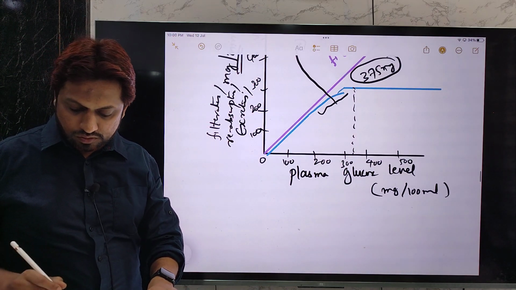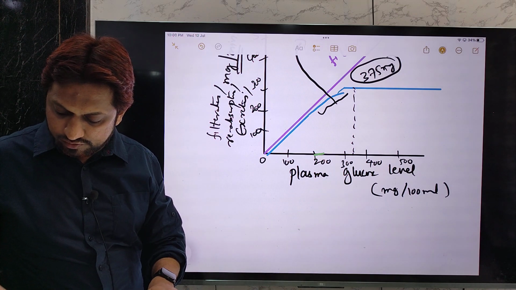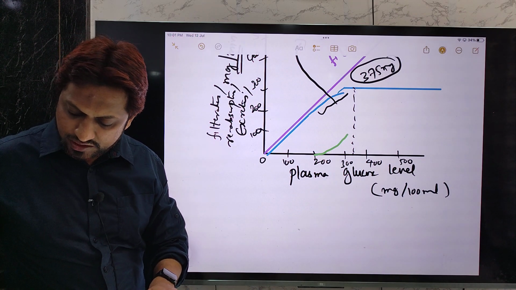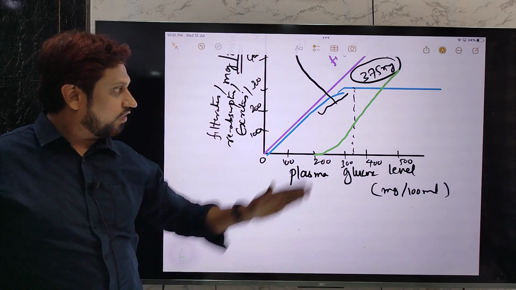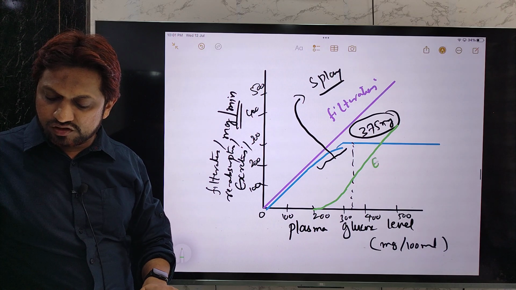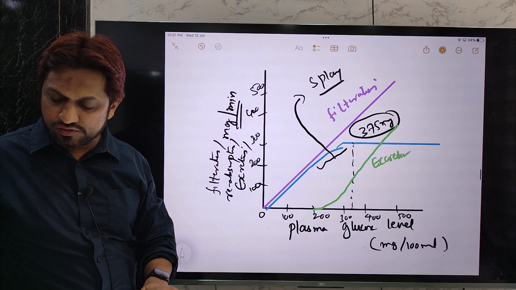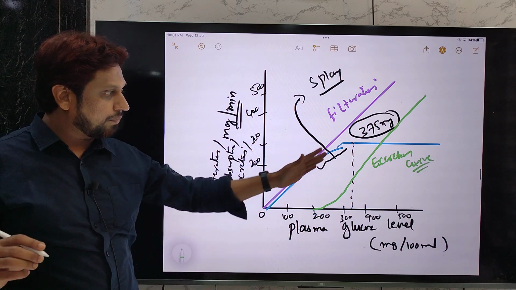So see, after 200, it will start appearing, and after that it will become linear. The line becomes parallel with the filtration graph, and this green color line is the excretion curve. Excretion means appearing in the urine.